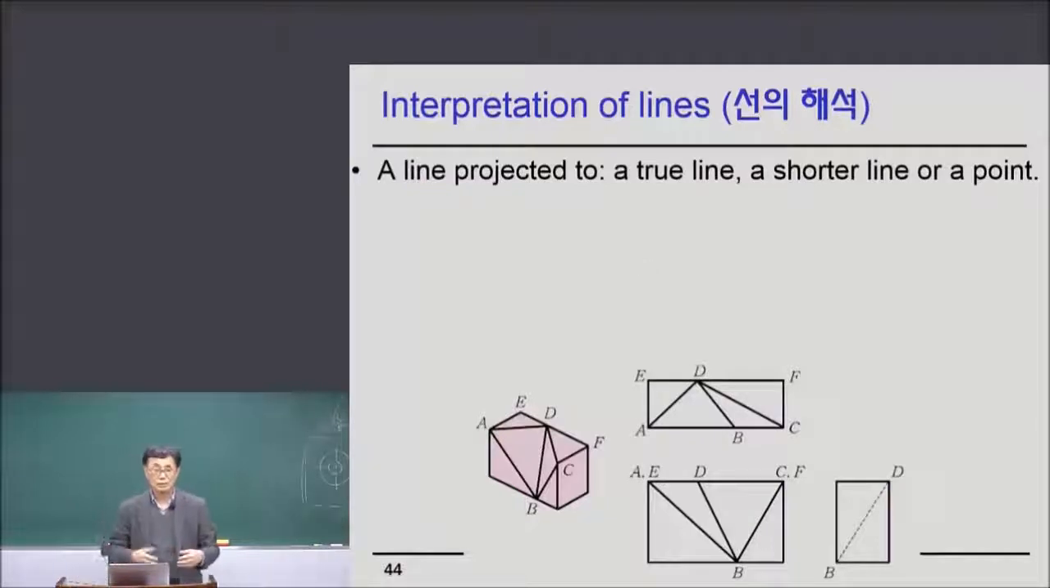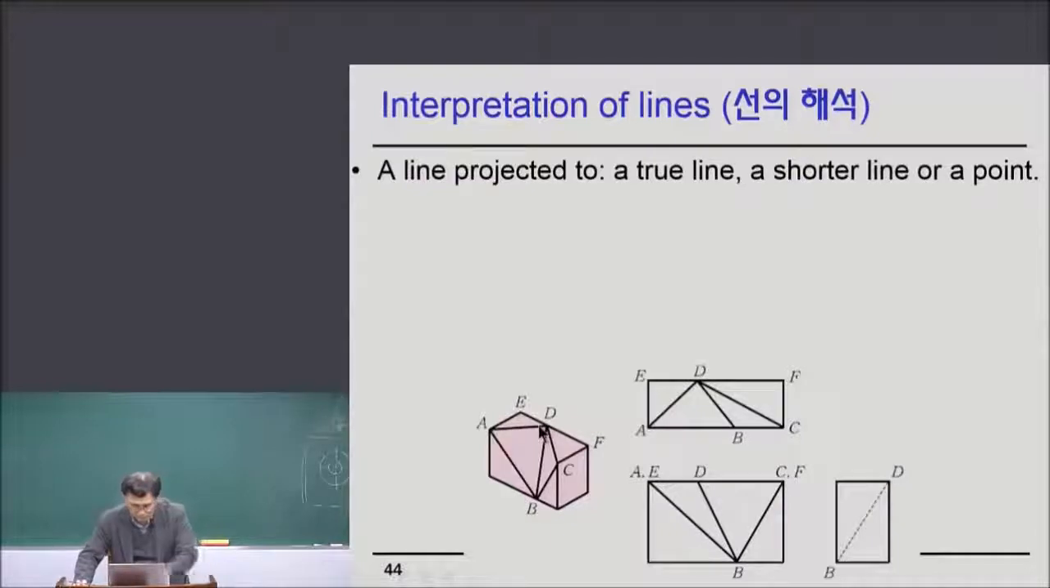If a line is projected using orthographic projection, and you try to make multiple drawings, then a line may be projected as a true line, a shorter line, or a point. For example, the line AE is parallel to the top view plane, so on the top view, AE is projected as a true line. It means that the length is the same as the real line. And it is also projected to the front view as a point, right?